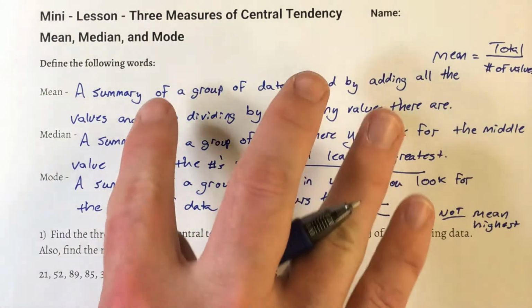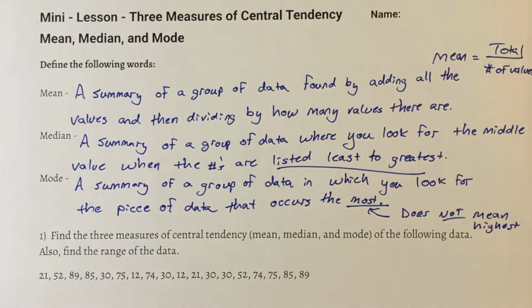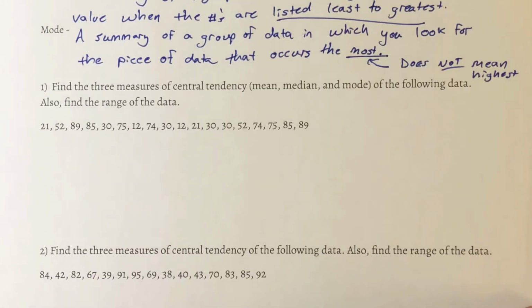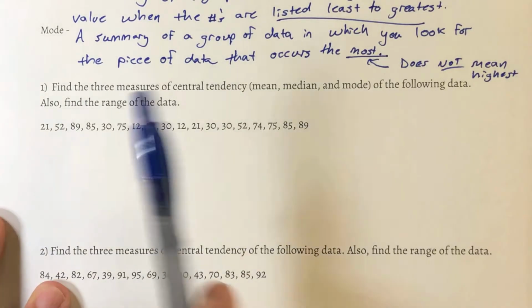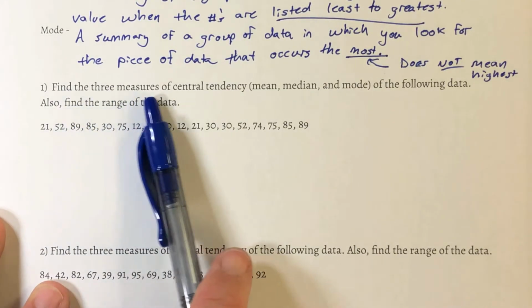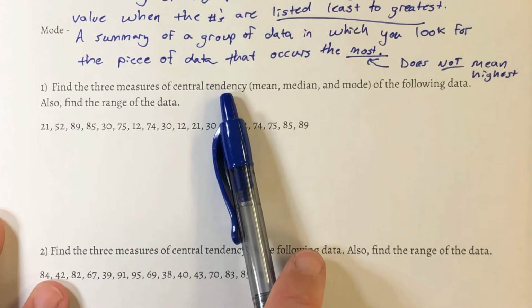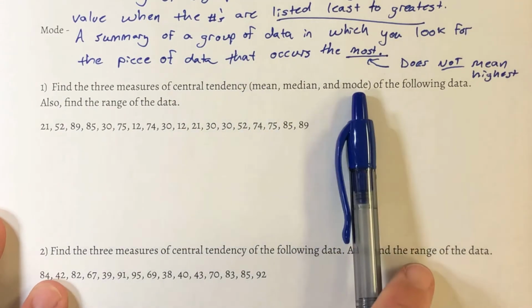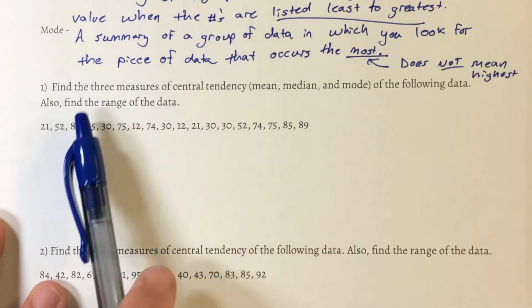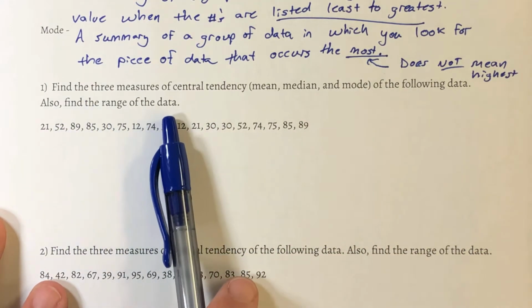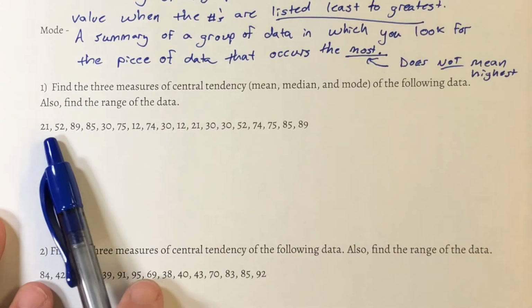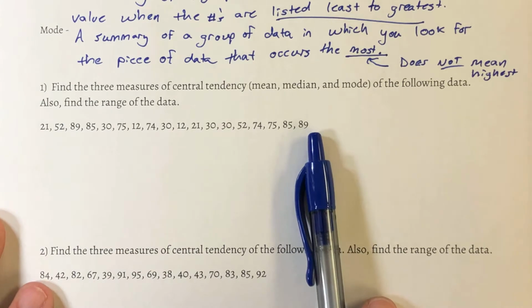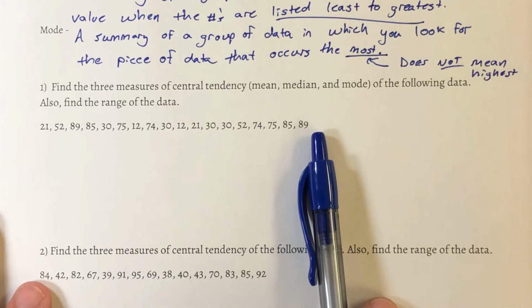All right, so we're going to be finding all 3 of these things in our examples. So first, practice problem. We're going to find the 3 measures of central tendency. What does that mean? It means find the mean, median, and mode of the following data. We're also going to find the range of the data. So we have a list of numbers. Our first step should be to list them from least to greatest.